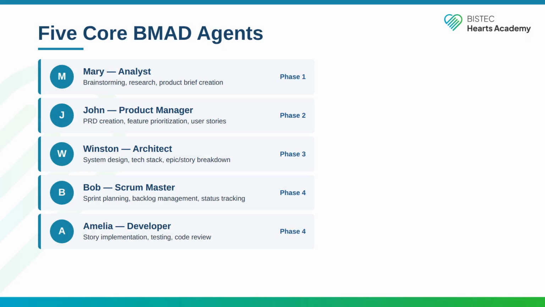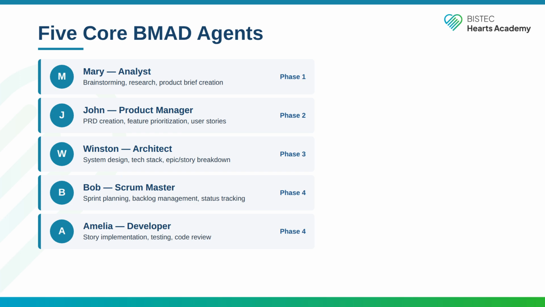Each BMAD agent has a persona with a name, a specialty, and a communication style. They're not interchangeable. Using the wrong agent for a task produces poor results. Mary the analyst owns Phase 1. She's your brainstorming partner. She uses SCAMPER techniques, mind mapping, and structured ideation to help you explore a problem space. She also creates product briefs and research documents. John, the product manager, owns Phase 2. He's methodical and thorough. He walks you through the 12-step PRD process, pushes for specificity in requirements, and uses MoSCoW prioritization for features.